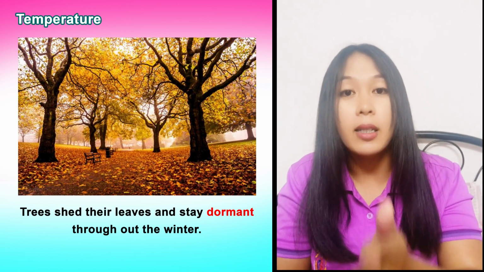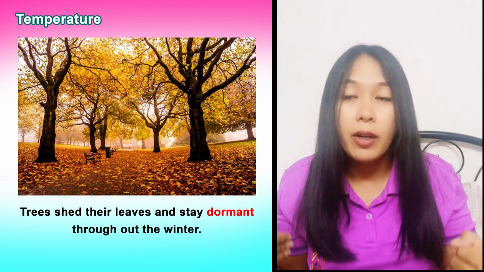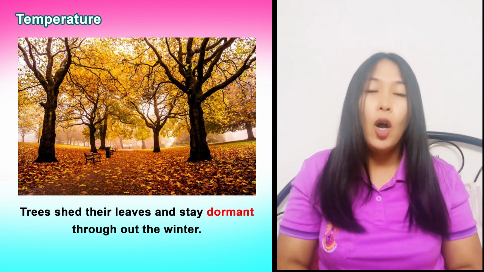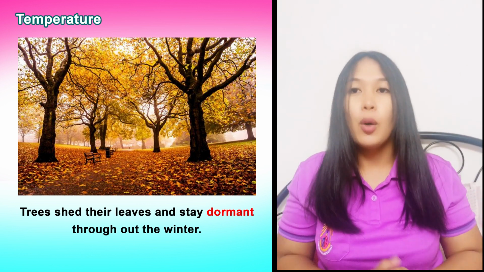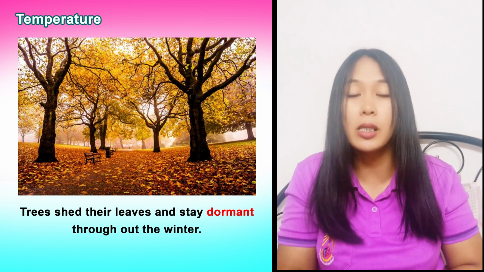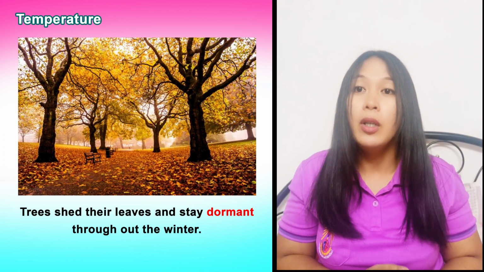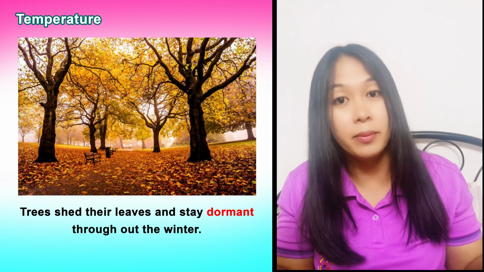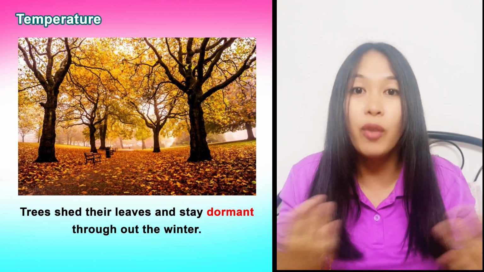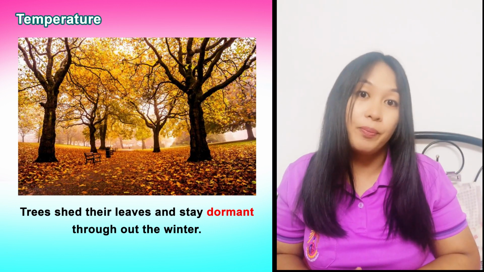Autumn is the season before winter. From autumn, they shed their leaves, and they stay dormant, or they stay at rest. So their systems are not working at that time. They stay at rest throughout the winter, and they will be active after the winter during springtime. They shed their leaves, so they're not able to go through photosynthesis, and they stay dormant throughout the winter to survive.